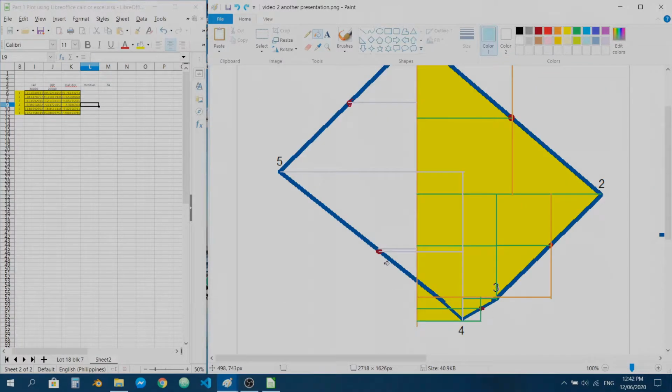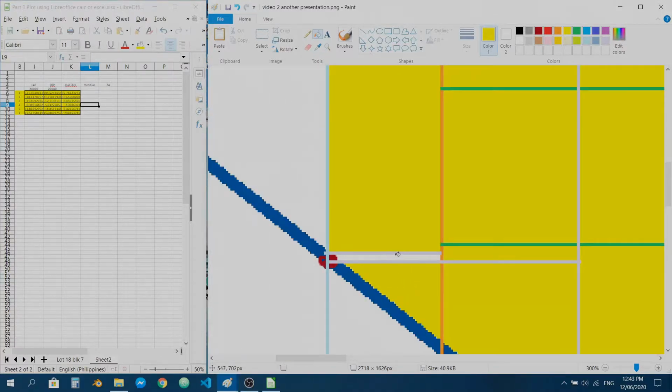For line 4 to 5, our meridian is from the midpoint up to this vertical axis. By multiplying it by the vertical, which is the latitude, this one, we are able to compute for the area of this. Let me highlight that.